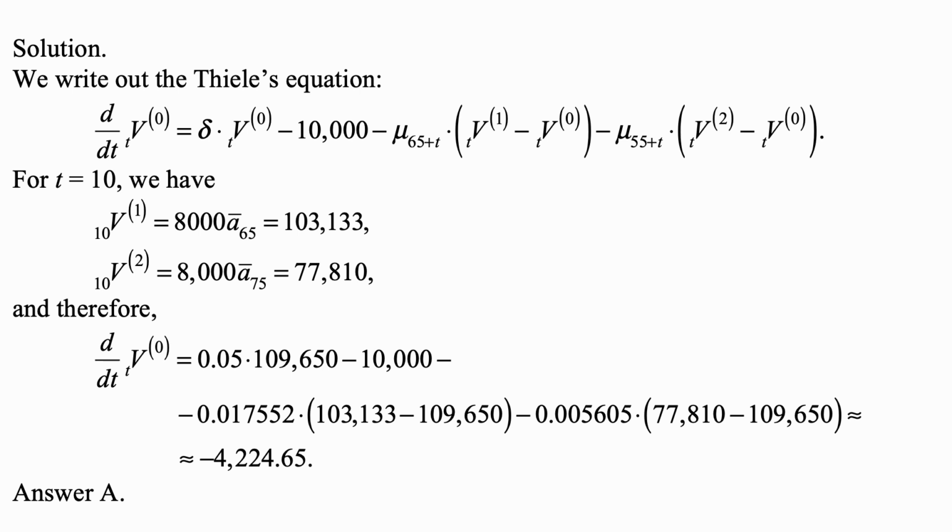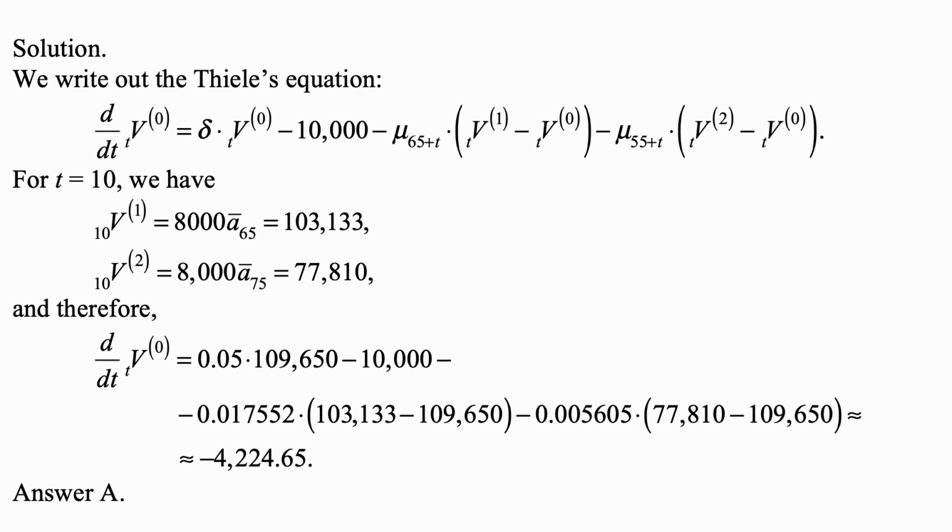because the force of mortality takes out the one who's 65 plus t. A person of that age takes that person out, the person dies instantaneously, and then the reserve is transitioned from the reserve with superscript 0 to the reserve with superscript 1, minus mu 55 plus t, and the reserve is transitioned from the reserve for superscript 0 to the reserve for superscript 2.